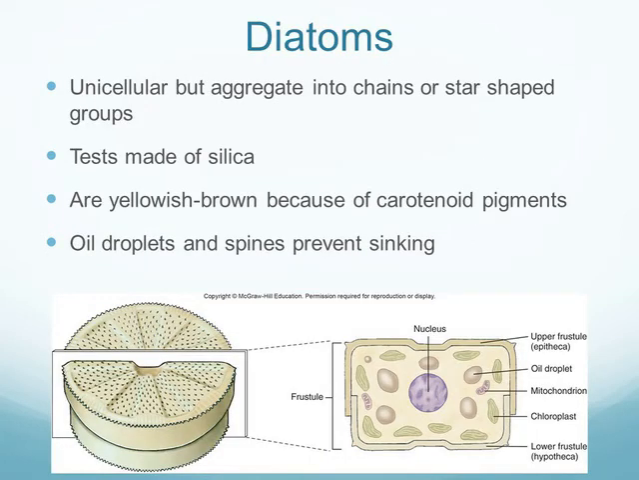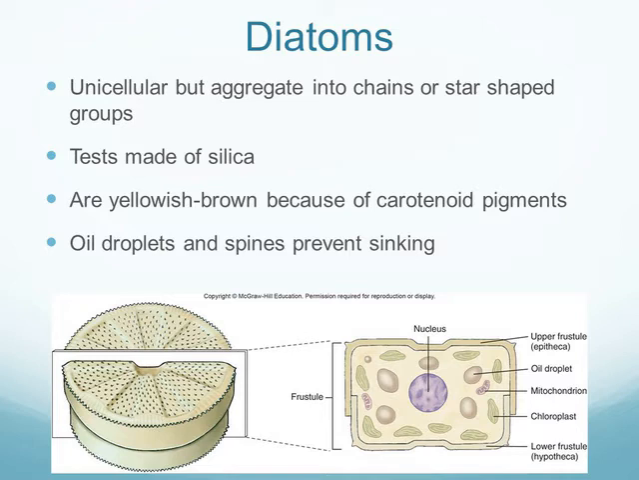So diatoms are unicellular algae. They do aggregate in chains or star-shaped groups. Their shell, or test, is made out of silica, and they tend to have a yellowish brown hue to their shell because of the carotenoid pigments that they have within them. And these particular guys do not have spines, so they use oil droplets within them to prevent sinking. Typically, these guys don't have spines.